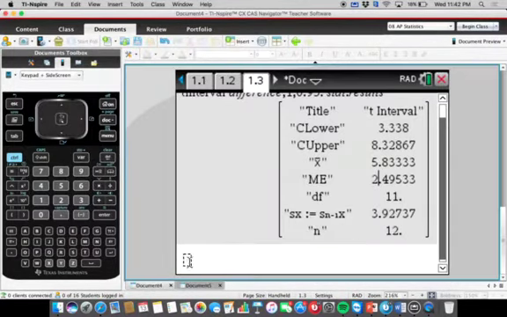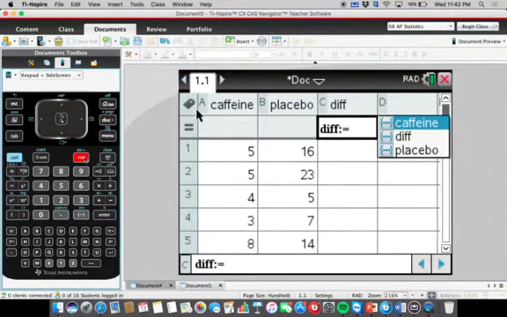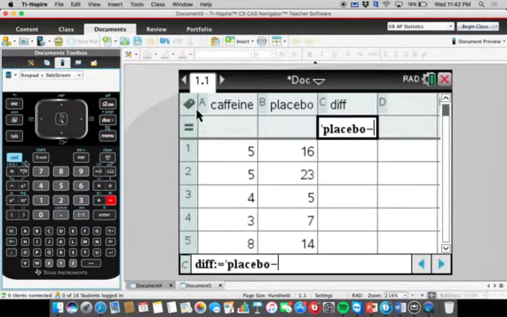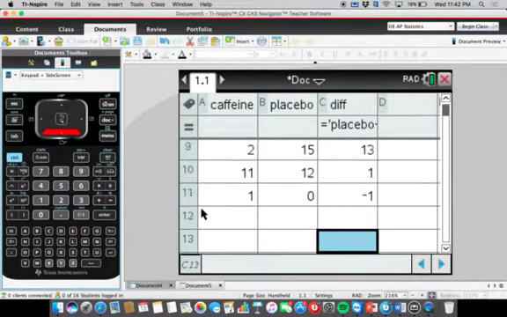So I already typed in all of our sample data over here. Okay, I have caffeine and placebo. Remember that we're not interested in just the caffeine and the placebo separately. We're interested in the difference. So again, we're going to go ahead and type in difference. Okay, and in the formula bar, you're just going to type in equals, click the bar, and we said we were doing placebo minus caffeine, so I'm going to type in the placebo first, minus caffeine, and there we go. It gave us our differences, and they're all positive, for the most part.